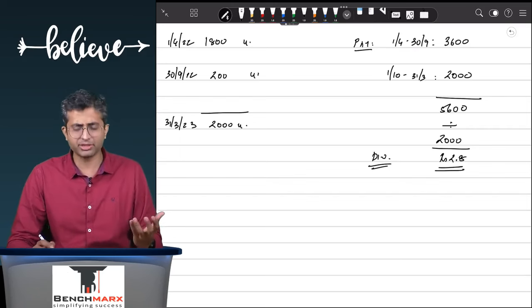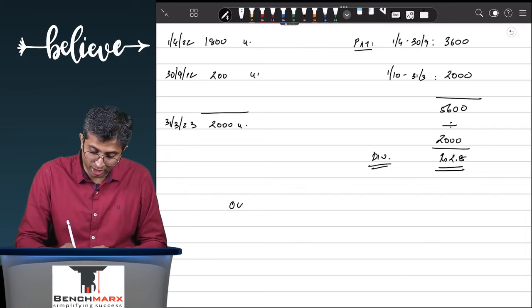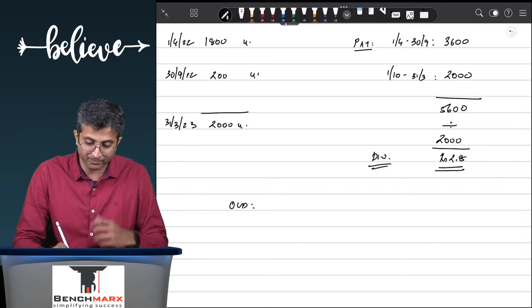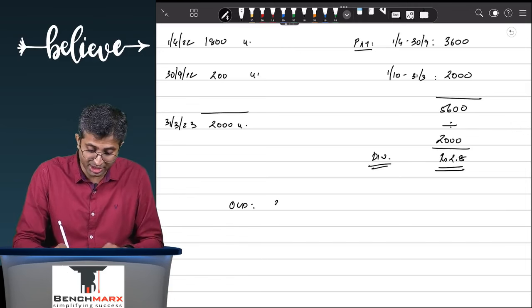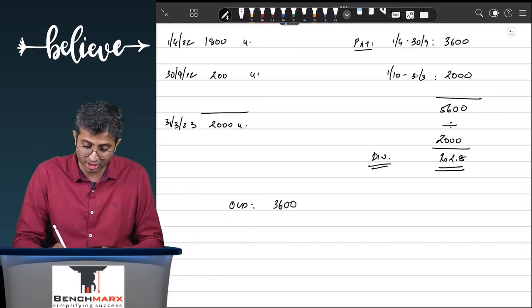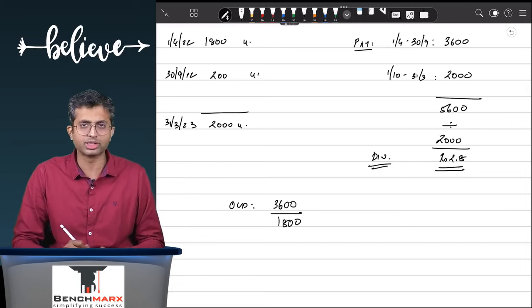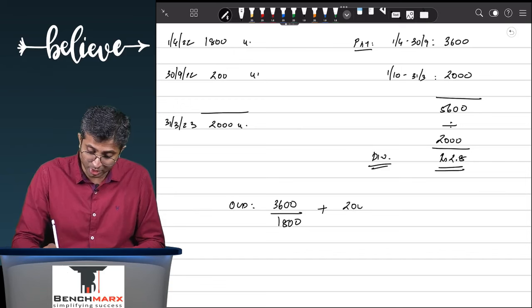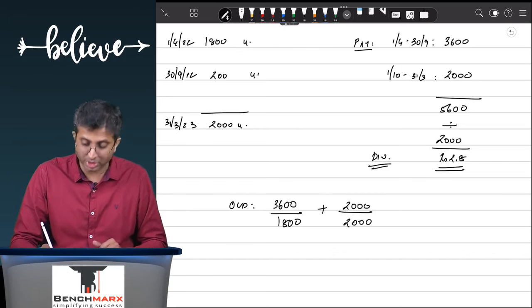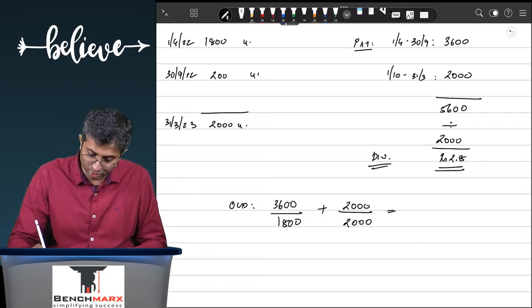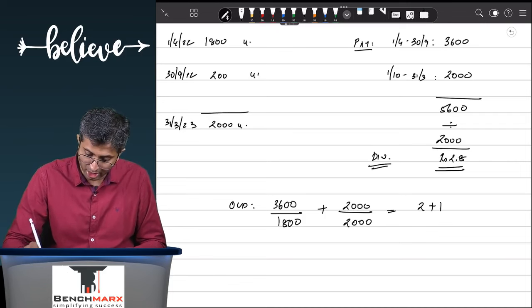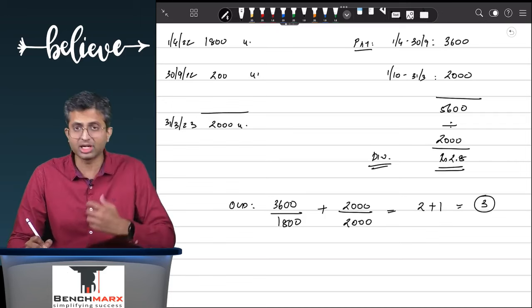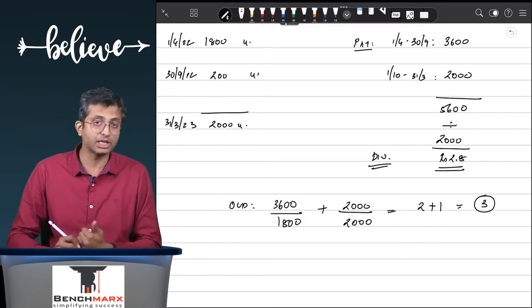Now, is this a fair dividend? The old unit holders will say that ideally we were holding the units in the first 6 months when 3600 was earned, when we were the exclusive unit holders. So ideally this 3600 should belong to us. Later, another 2000 was earned when there are 200 new unit holders as well, which means this 2000 is attributable to all the 2000 units. As a result, we would say that 2 plus 1, which means 3, should be the fair dividend that the old unit holders should get. However, they are getting only 2.8.